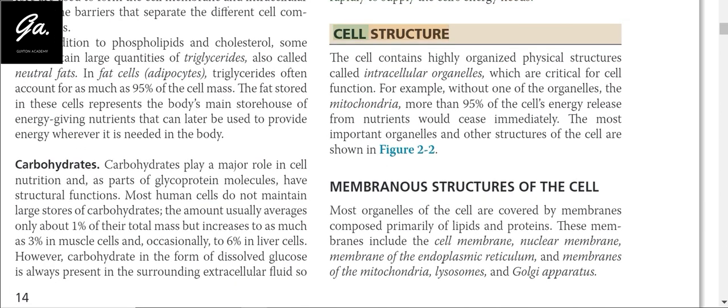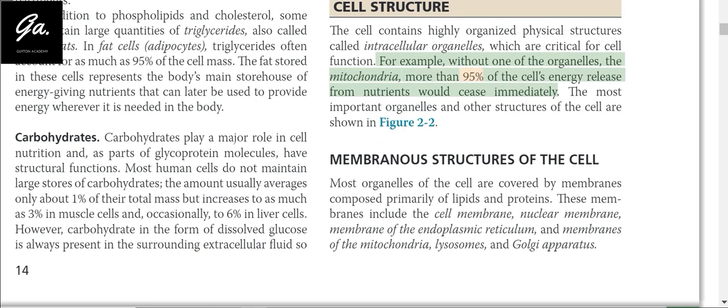Cell structure. The cell contains highly organized physical structures called intracellular organelles, which are critical for cell function. For example, without one of the organelles, the mitochondria, more than 95% of the cell's energy release from nutrients would cease immediately. The most important organelles and other structures of the cell are shown in Figure 2:2.